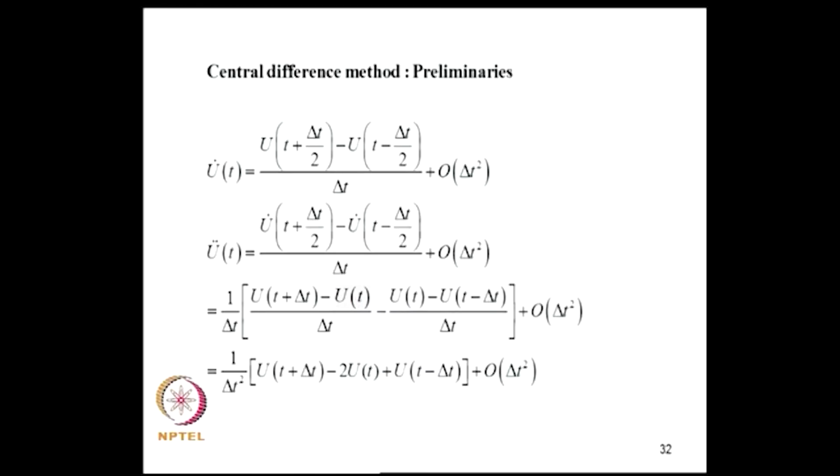So, first let us review quickly what is the central difference approximation to a derivative. Suppose I consider u dot of t, I can write this in terms of value of displacement at t plus delta t by 2 and t minus delta t by 2. So, delta t is the time difference between these two time instants, and this will have accuracy order delta t square. Similarly, u double dot of t I can write in terms of velocities as this.